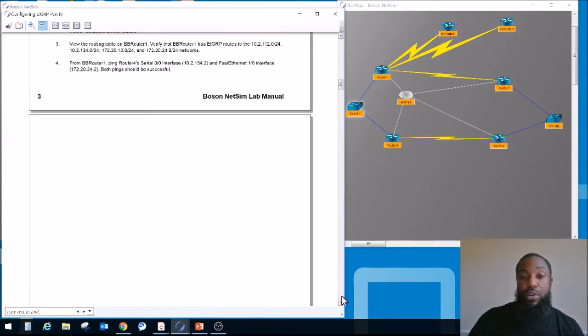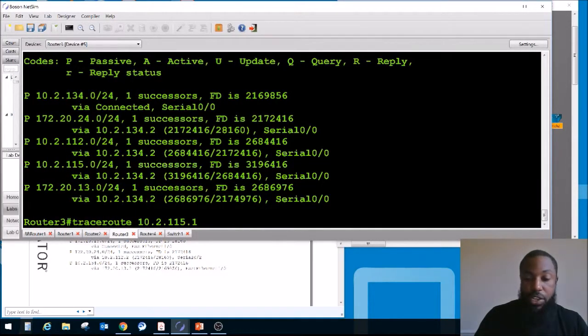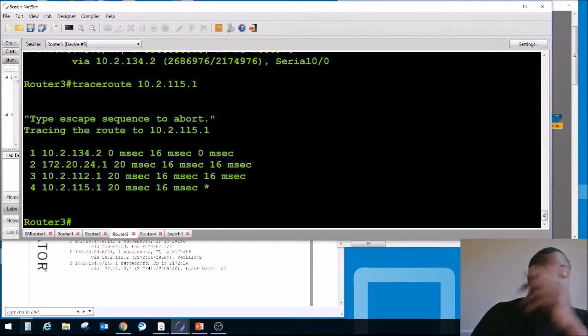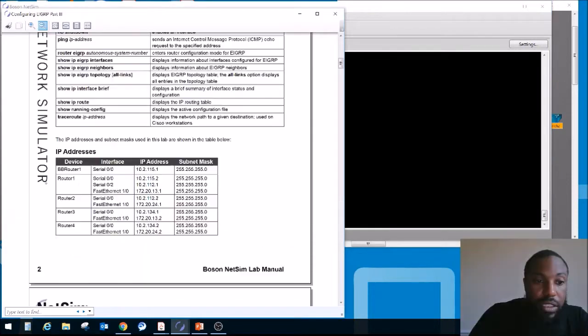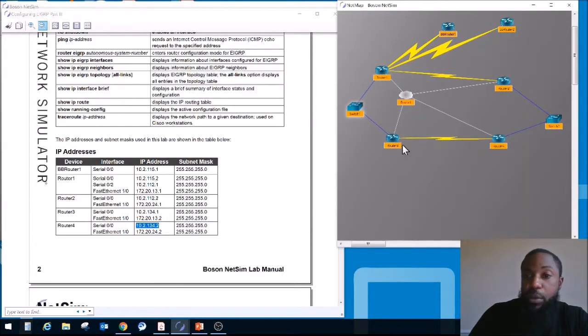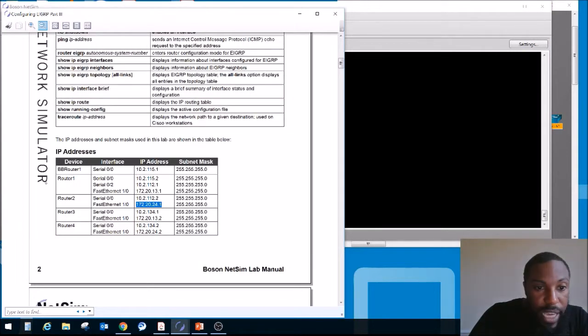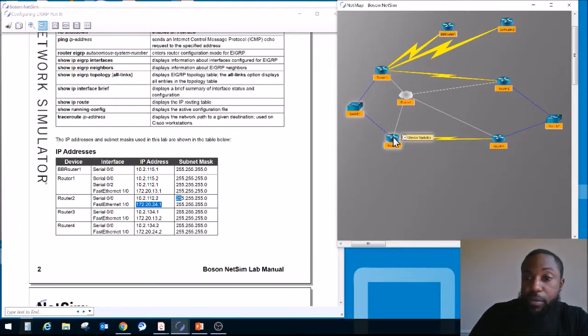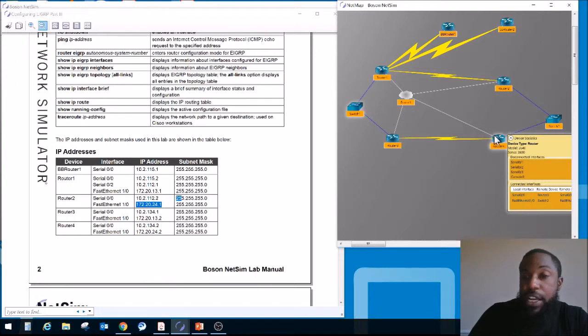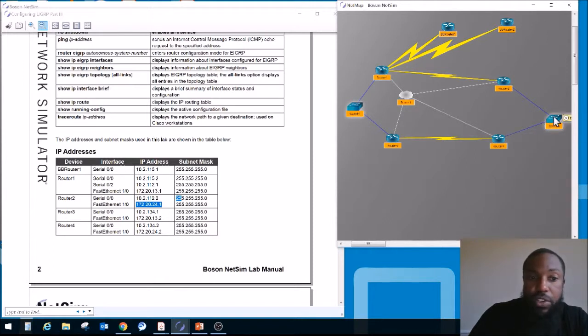And now if we do a traceroute to the same location, he takes all these other hops. 10.2.134.2. Who is that? Router 4. So he went from here to router 4. Next hop is 172.20.24.1. That guy right there. So he went to router 2. So he went from router 3 to router 4. Then he made it to router 2, which I believe he took the local area interface. He went from here. No, he didn't go to switch 2, did he?